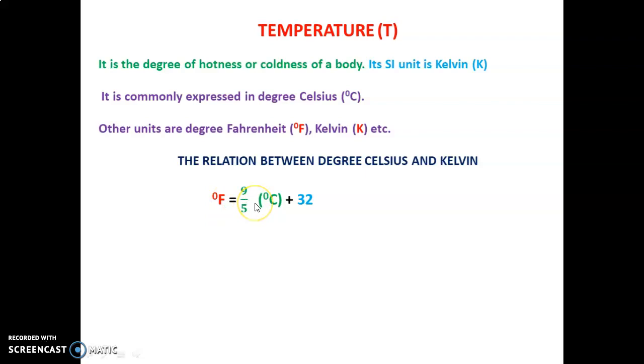The temperature of the body is 5 degrees Celsius. The 5 and the denominator 5 cancel. Then 32 plus 9 is 41 Fahrenheit.